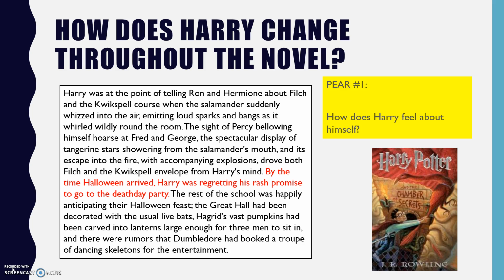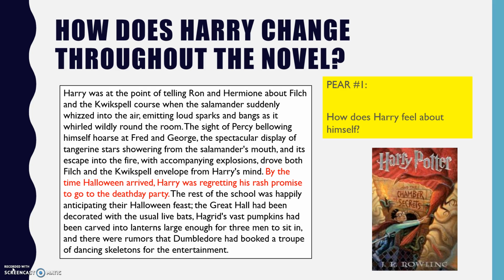Harry was at the point of telling Ron and Hermione about Filch and the Quickspell course when the salamander suddenly whizzed into the air, emitting loud sparks and bangs as it whirled widely around the room. The sight of Percy bellowing himself hoarse at Fred and George, the spectacular display of tangerine stars showering from the salamander's mouth, and its escape into the fire, with accompanying explosions, drove both Filch and the Quickspell envelope from Harry's mind. By the time Halloween arrived, Harry was regretting his rash promise to go to the Death Day party.